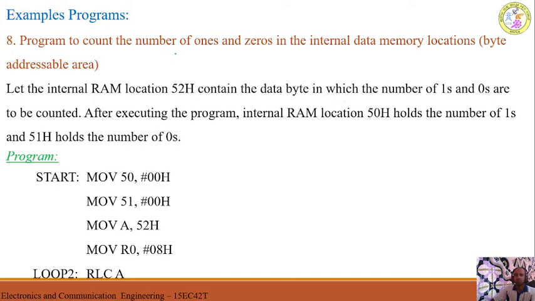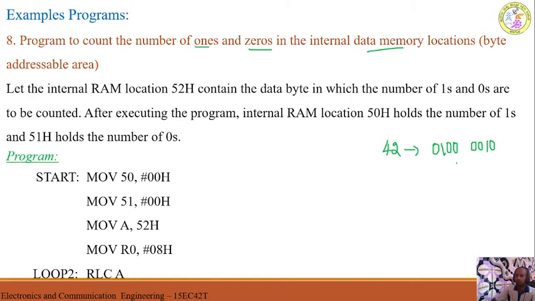Next is a program to count the number of ones and zeros in the internal data memory location, byte addressable area. We need to count the number of ones and zeros in the internal data memory location. For example, if I am given the number 42, I want to count how many zeros and ones are there. So how do you write 42 in binary? It is 0100, and 2 is 0010.